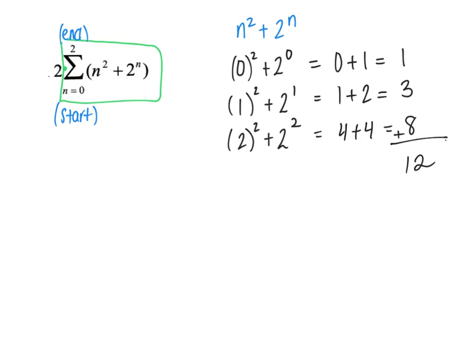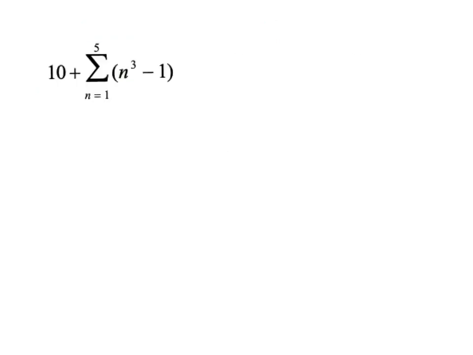That is our sum. So this whole sum is 12. But we have to multiply it by 2. So 12 times this 2 out front gives me a total answer of 24. All right, let's try one more.